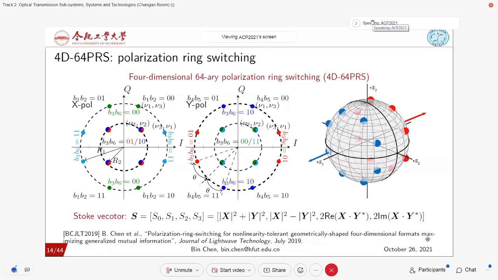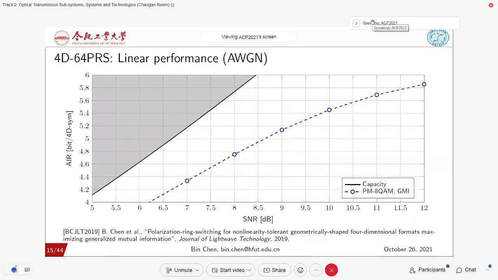And so here, the 4 times 8 points, you got 32, and otherwise you have another 32 points, which is the outer ring in X and the inner ring in Y. So you have a total of 64 points. And in the figure on the right, you can see we plot the Stokes space for this symbol, and all the symbols are on top of a sphere, so it gives an intuition that the power is all the same.